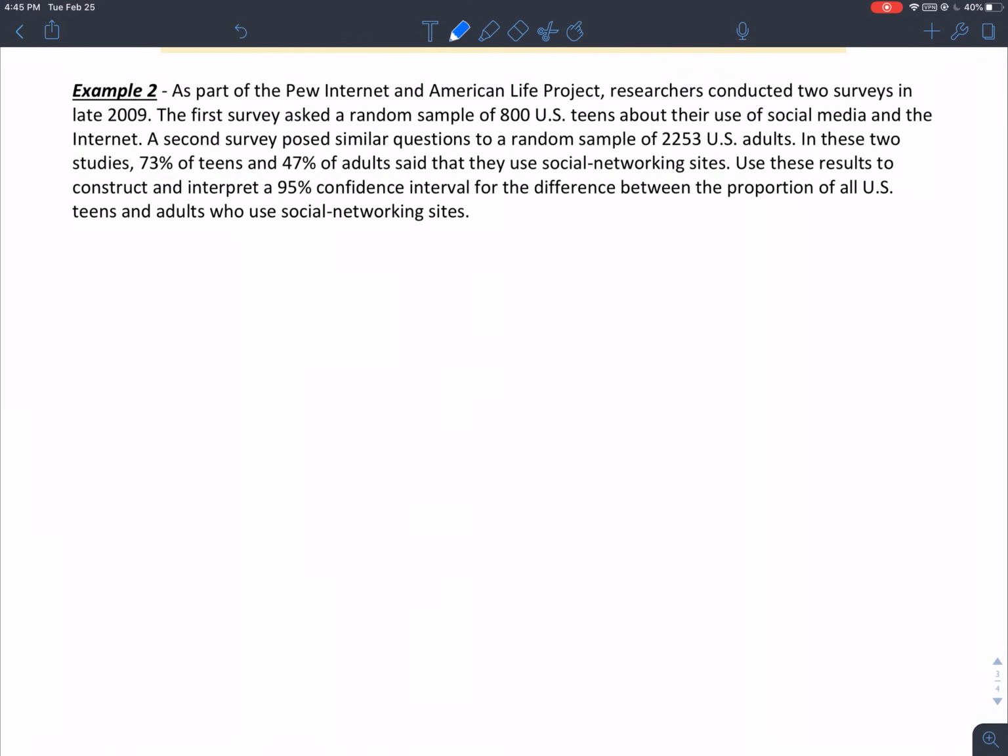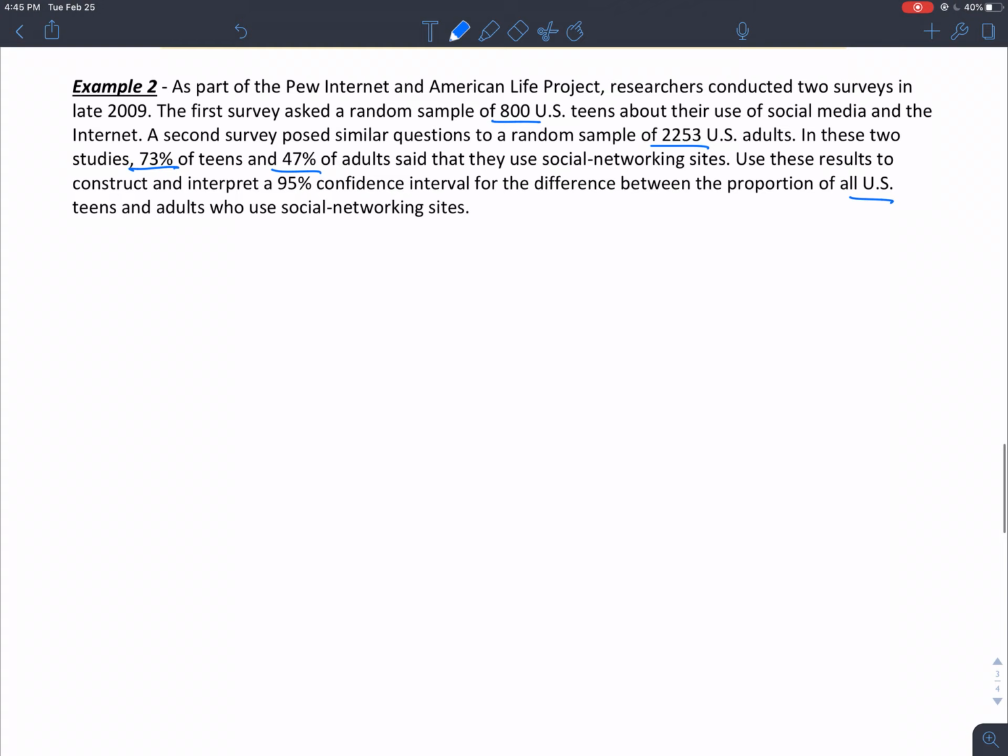It says, as part of the Pew Internet and American Life project, researchers conducted 2 surveys in late 2009. The first survey asked a random sample of 800 US teens about their use of social media and the internet. The second survey posed similar questions to a random sample of 2,253 US adults. In these 2 studies, 73% of teens and 47% of adults said they use social networking sites. Use these results to construct and interpret a 95% confidence interval for the difference between the proportion of all US teens and adults who use social networking sites.